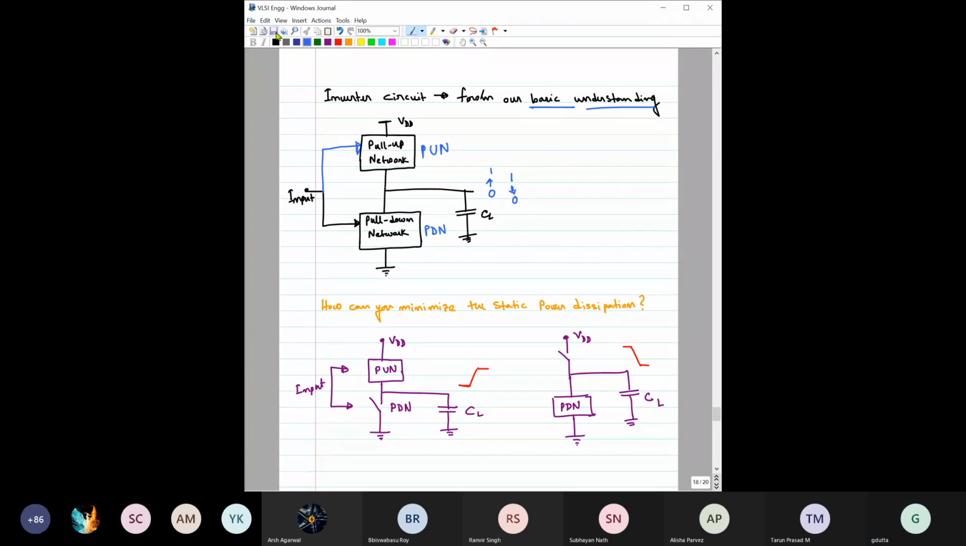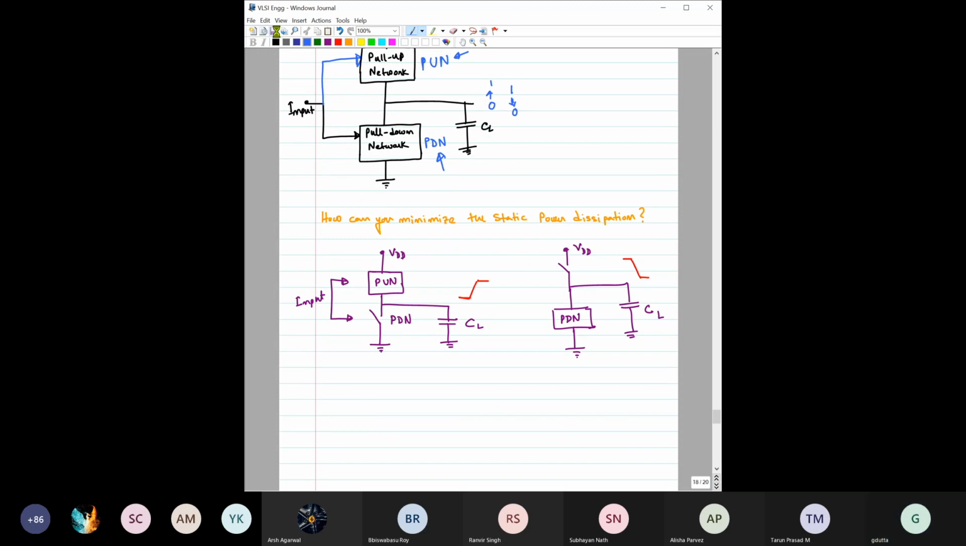Right. So you understand, I hope, from this part that there is a pull up network and a pull down network, and this is the general block diagram, right? Now we have to carefully choose what we can use for this pull up network and what we can choose for this pull down network. Remember, our goal is to minimize the steady state power dissipation, right? That was the goal with which we started this discussion.